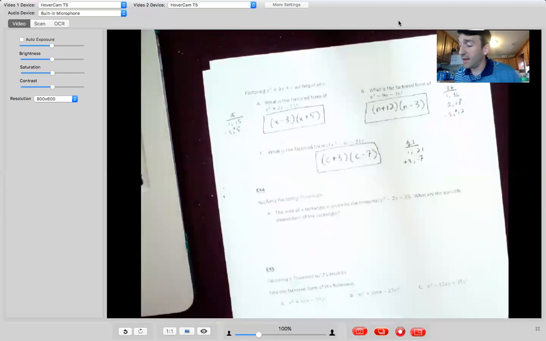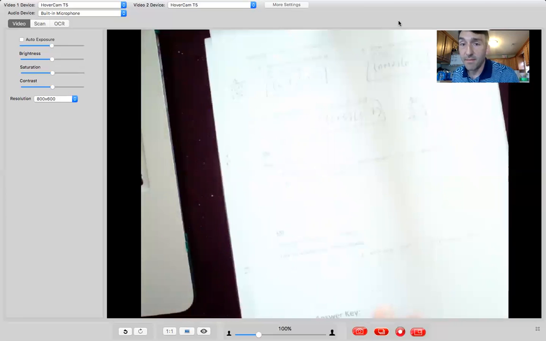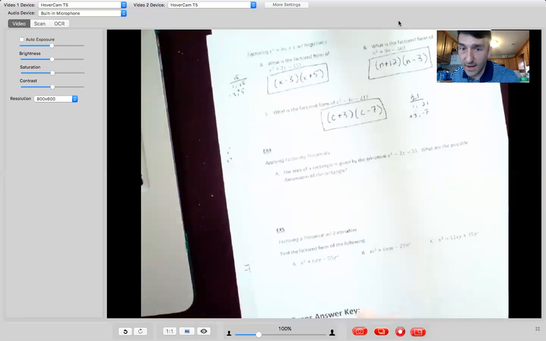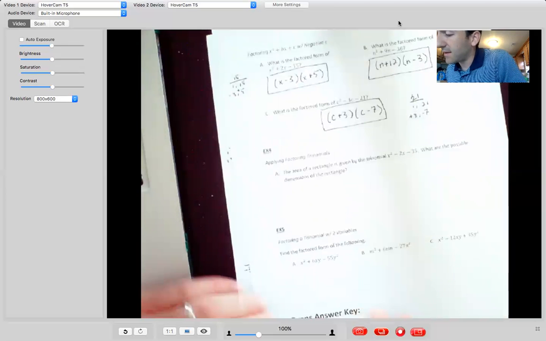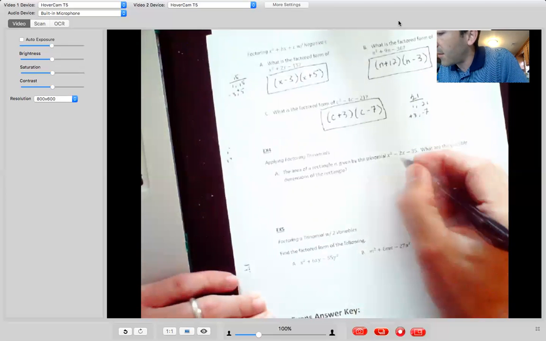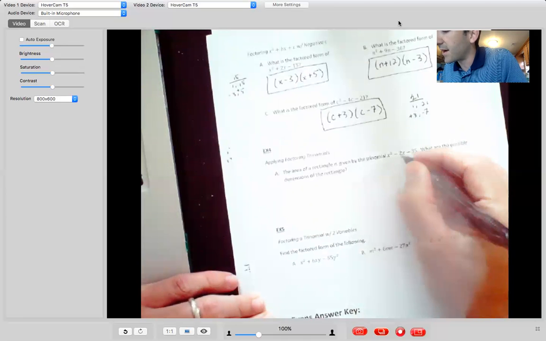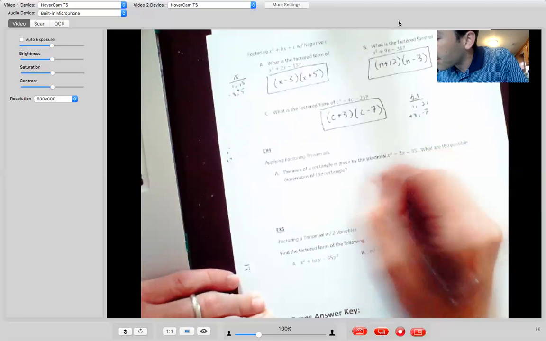All right, then an application problem, a word problem. Again, hard to see on here, but you'll see it better on the notes. It says the area of a rectangle is given by the trinomial x squared minus 2x minus 35. What are the possible dimensions of the rectangle? So that's just asking us to factor, right? What times what gives me the area, right? So we're just going to factor.